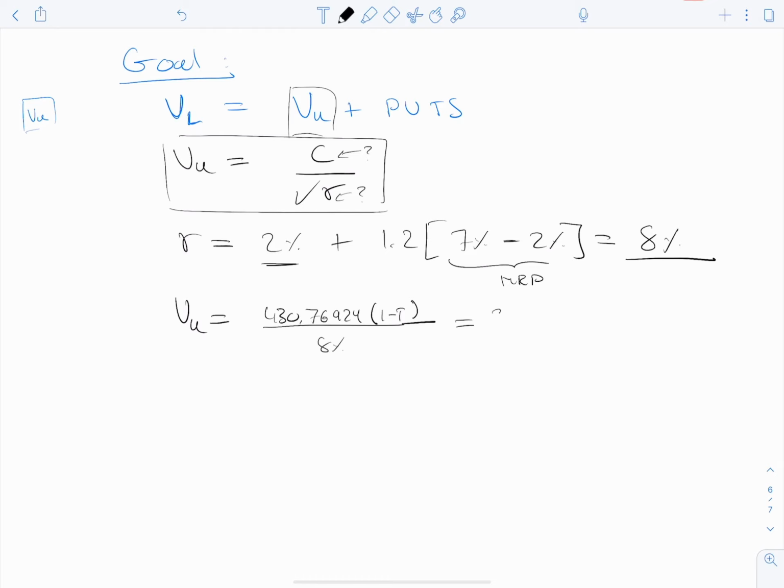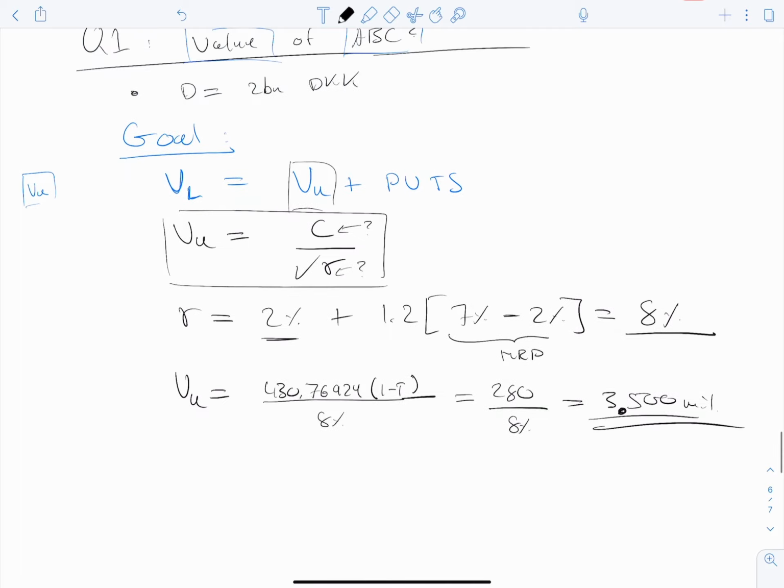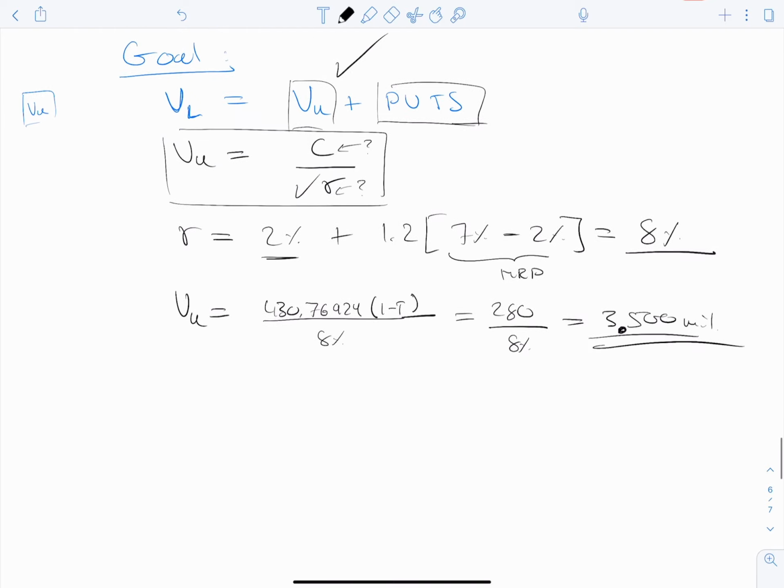So if you calculate this at 8%, you get this lovely round number of 3,500,000,000, that is, right? Because this was in million. So this is still in million. Good. So now this part is checked off. So now we just need this part. So how do I find my present value of tax shields?